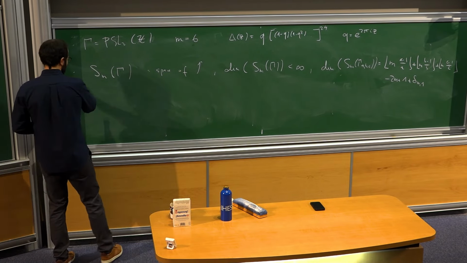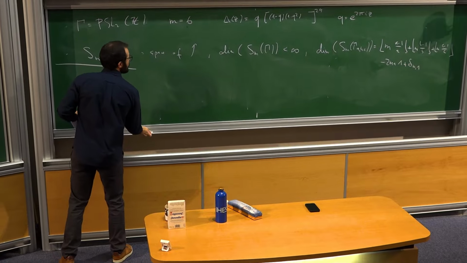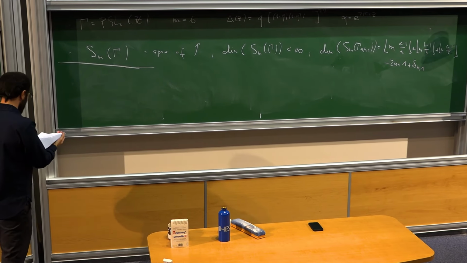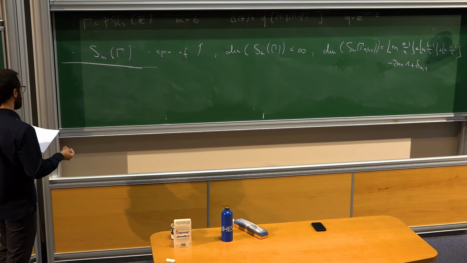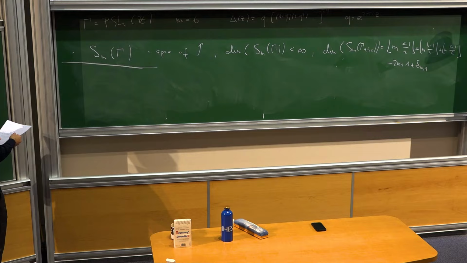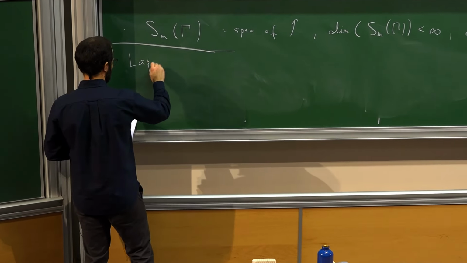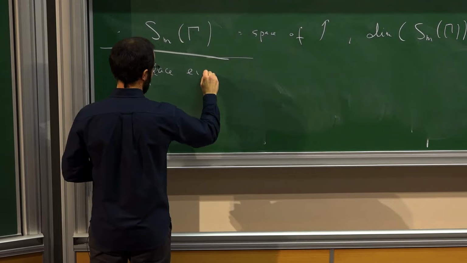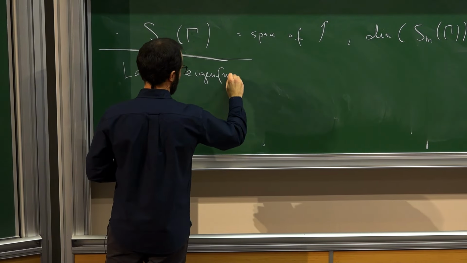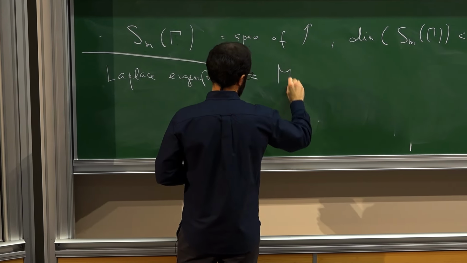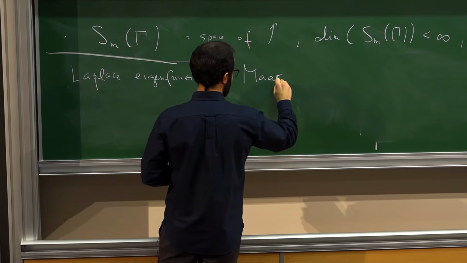But before doing that, I want to address what Eric has asked, which is that there is another rather natural but slightly more esoteric kind of automorphic forms, which are Laplace eigenfunctions. These are also usually called Maass forms.